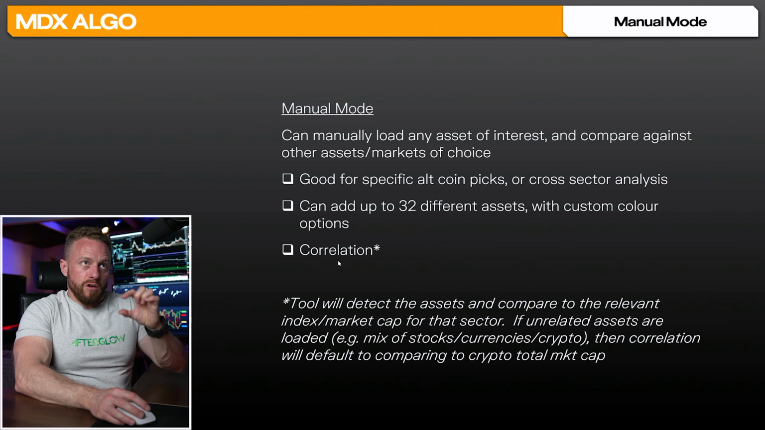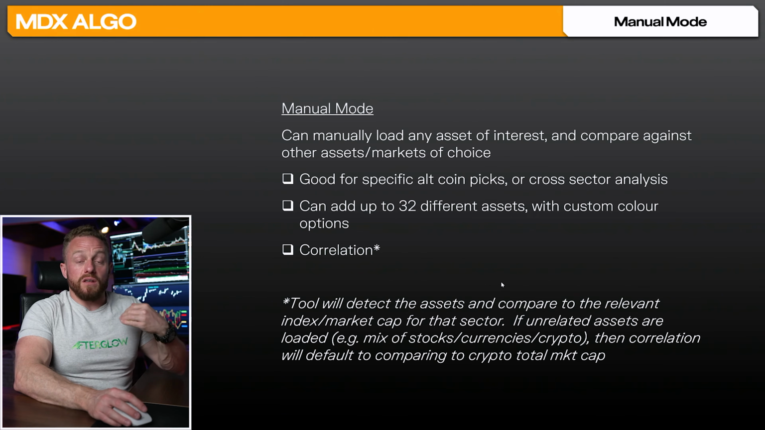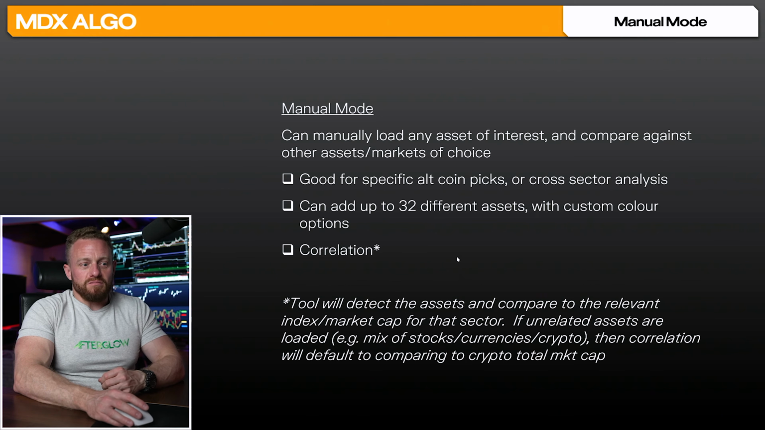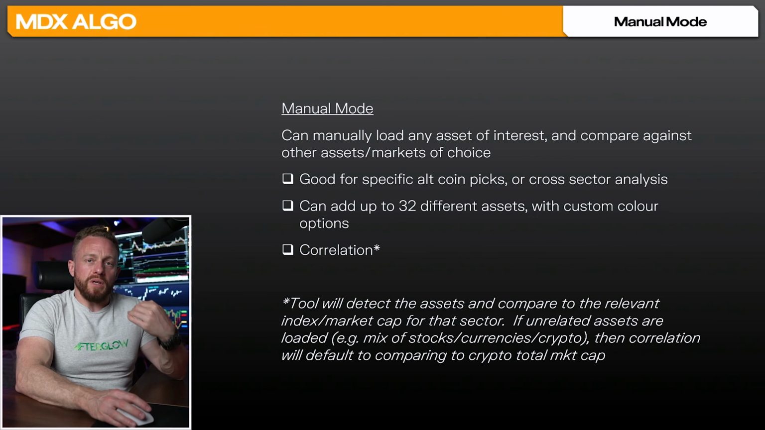However, the way the correlation score works is if all the assets are in a similar sector, say equities, then it will compare the correlations to the market cap for that sector. But if you choose completely unrelated things like, say, euros, dollars, some oil, gold, and a crypto coin, then because they're all unrelated, the correlation would not be meaningful. So it just defaults back to comparing to the crypto total market cap.